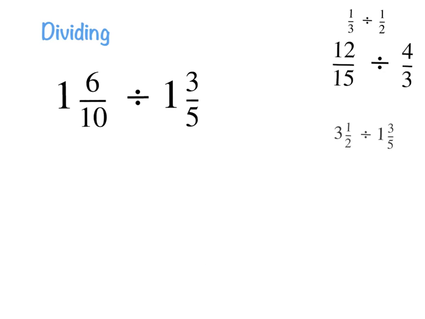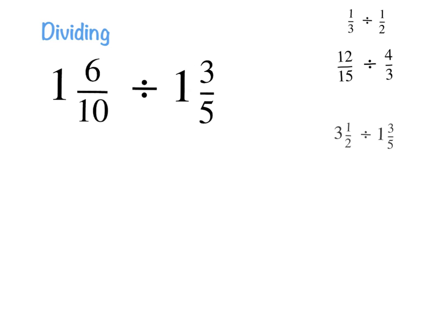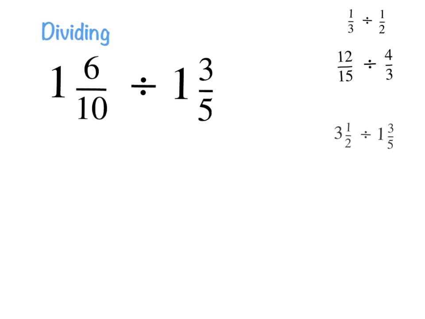Lo and behold, we have the same problem here as we have with our multiplication. It's 1 6/10 divided by 1 3/5, but I can't actually do anything with it at the moment because it is a mixed numeral. In order to do anything, I must convert it to an improper fraction. 10 multiplied by 1 is 10, plus 6 is 16 on 10, divided by 5 multiplied by 1 is 5, plus 3 is 8 on 5.